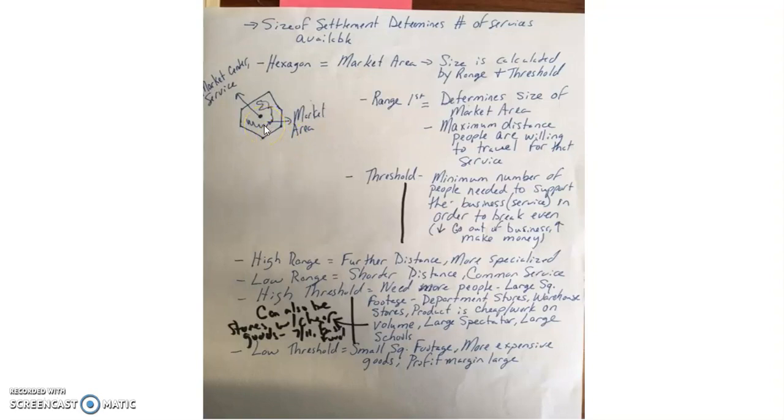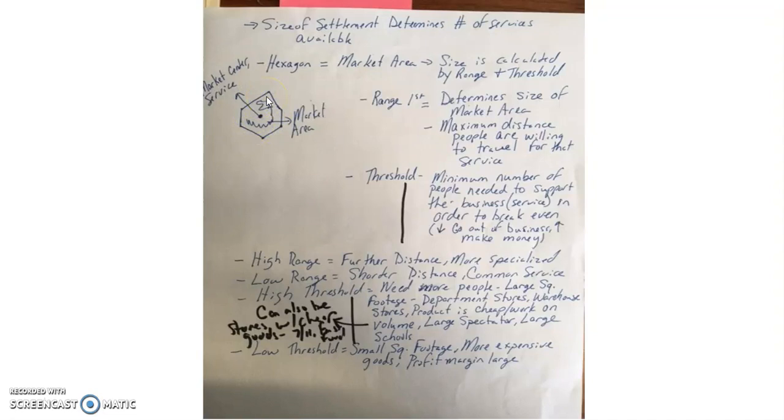That would be like someone from Gainesville wanting to travel to Orlando in order to go to a Target store. Well, that's just ridiculous. It's too far outside their range, the size of their market area. Once we have the maximum distance people are willing to travel, everybody within this market area and this range is a potential customer.